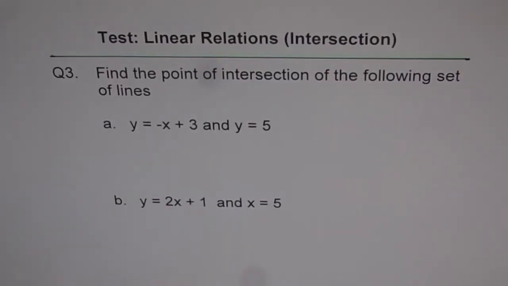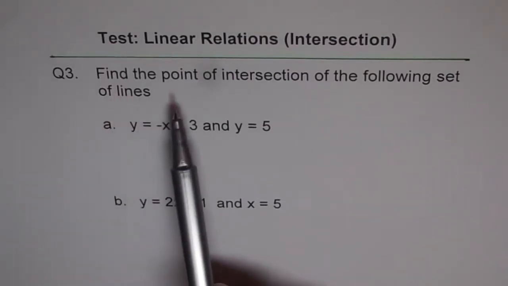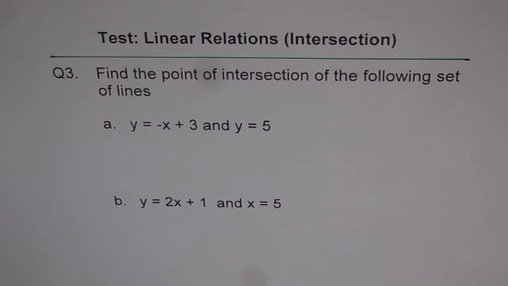Here is question number 3 on linear systems. So we are actually trying to understand intersection of lines, and let's see what it is all about. Question 3 is find the point of intersection of the following set of lines. So this time we actually need to solve them and find the point of intersection.